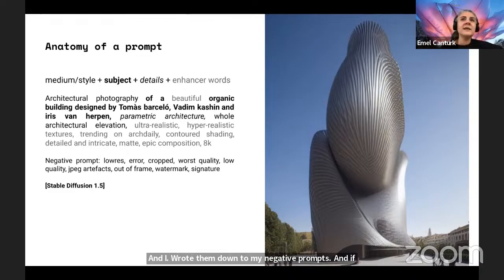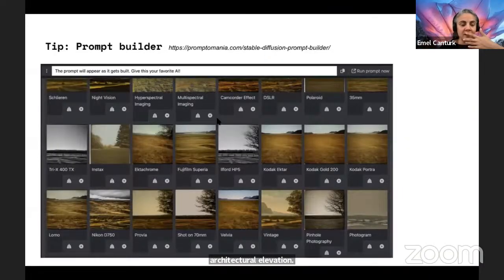If you ask whether this strategy always works, no, not always. Even if I write cropped in the negative prompt, it can still give me some cropped buildings. And even though I wrote something like wall architectural elevation, you need to try and try again.